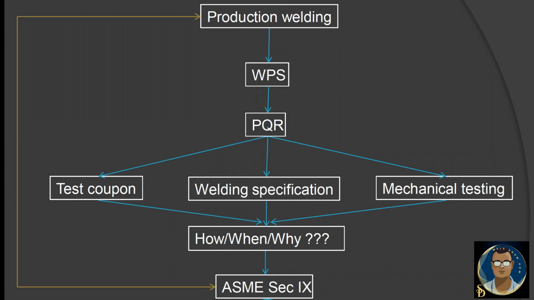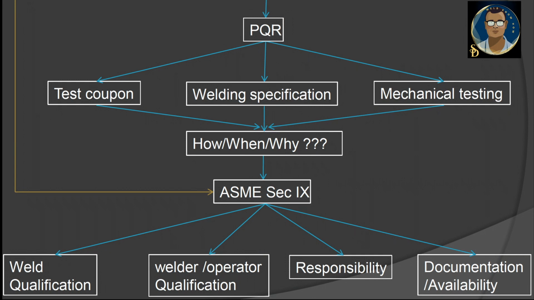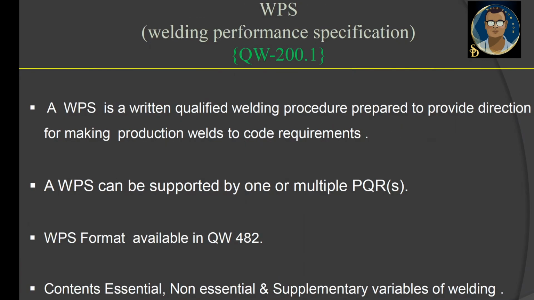After welding, the test coupon goes through non-destructive and destructive testing. After the welding procedure has been qualified with ASME Section 9, then we need to run welder and operator qualification, and we need to document it to use it at our site. WPS and welding performance qualification is discussed in QW 200.